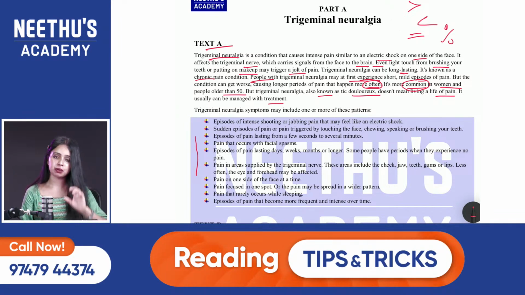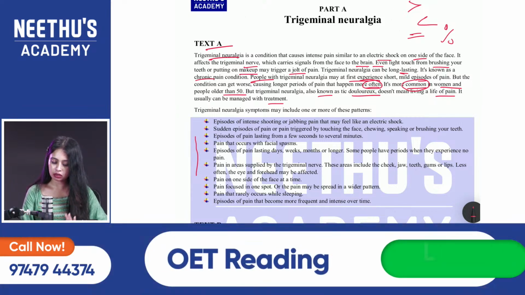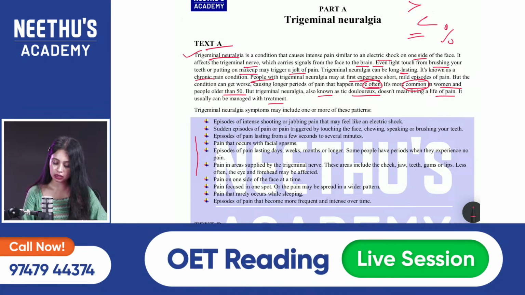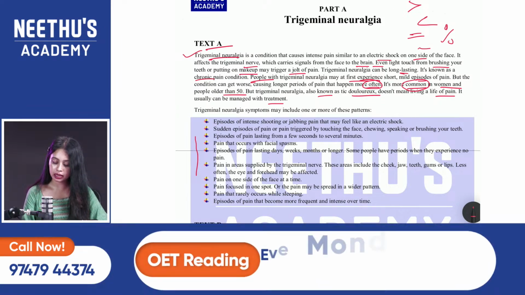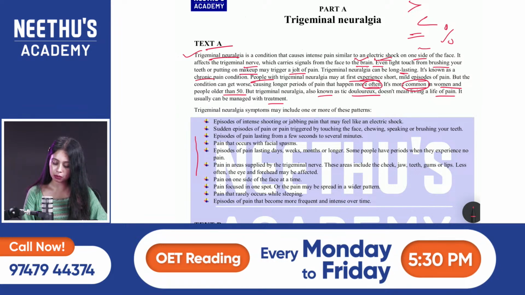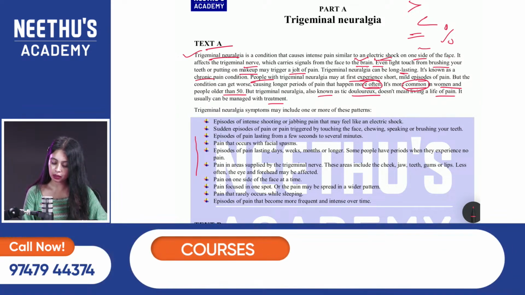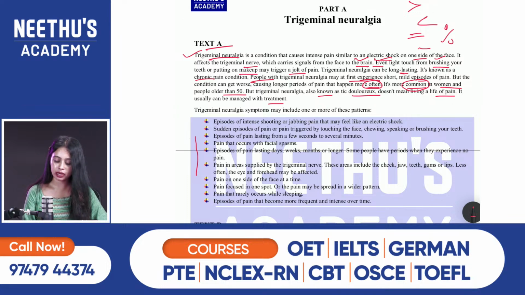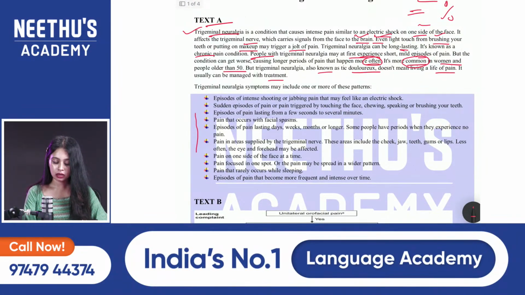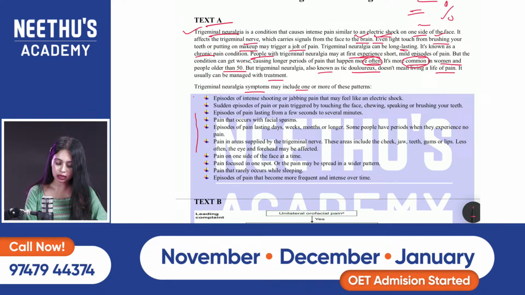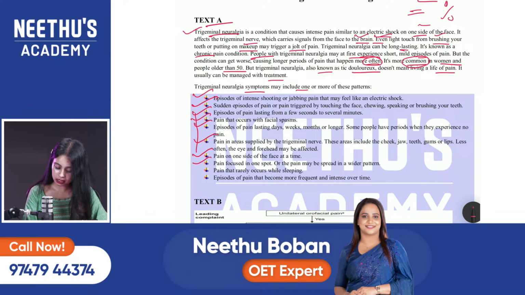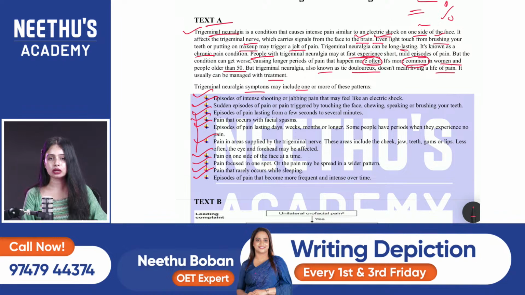So these are my keywords from the first para. So what are the keywords? Name of the condition I've underlined. Then numbers I've underlined, the words which indicate time, part of the body, name of the part of the body. Then brushing, a habit. So likewise, I can underline the words from the next one. TN symptoms may include one or more of these patterns. Then we have a lot of bullet points mentioned here. You should read it very carefully and underline all the bullet points.